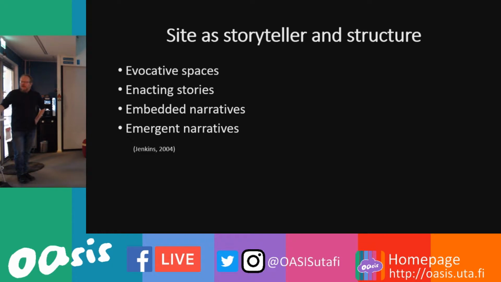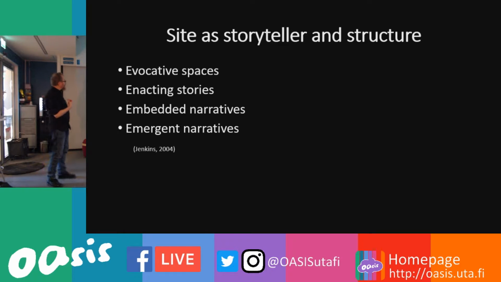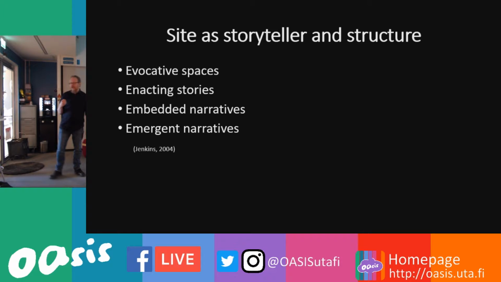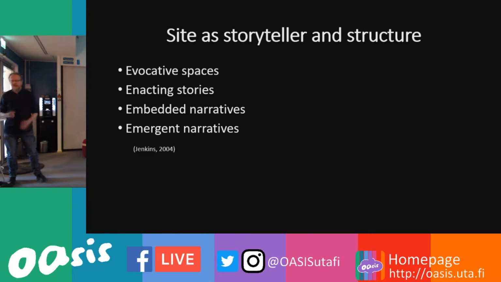Okay. So the next bigger picture was site as a storyteller and site as a structure. And here we are following Henry Jenkins, game design as narrative architecture. So how many of you are familiar with Jenkins? Okay, good. Jenkins talks about 4 different strategies or 4 different approaches to game design as narrative architecture: evocative spaces, enacting stories, embedded narratives, and emergent narratives.